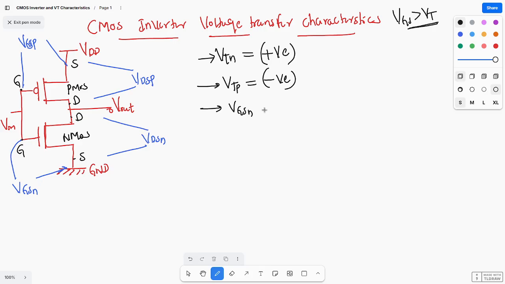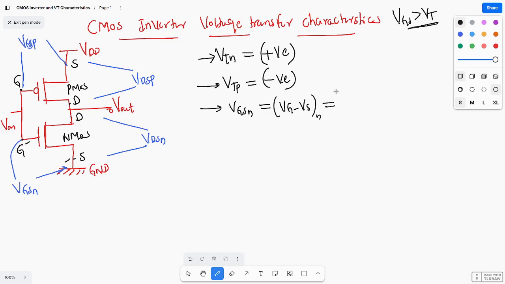And next, VGSN. What can I write? I can write it as the potential difference between gate and source. VGSN equal to the potential difference between gate and source, which I can write as Vg minus Vsn.